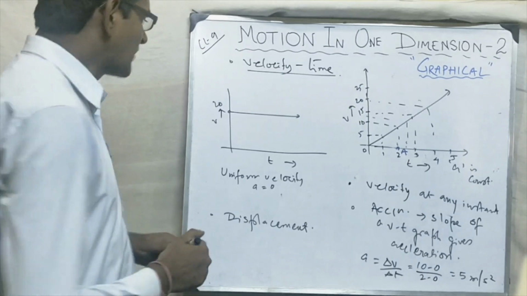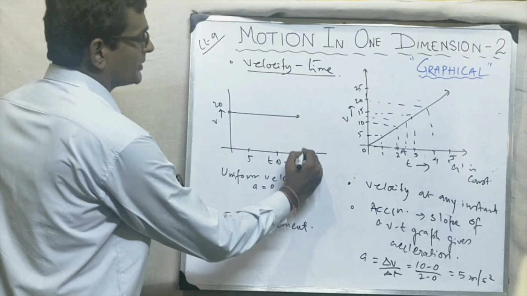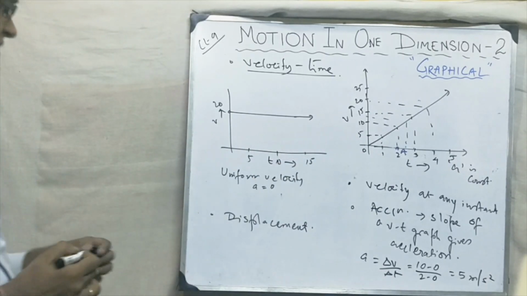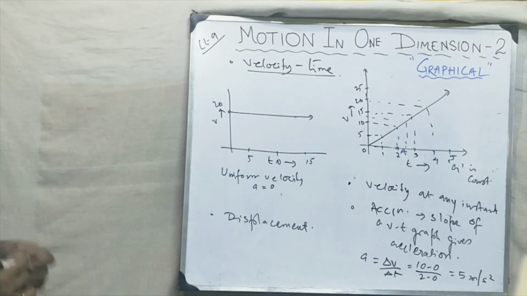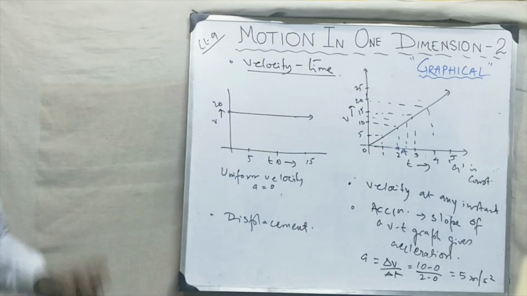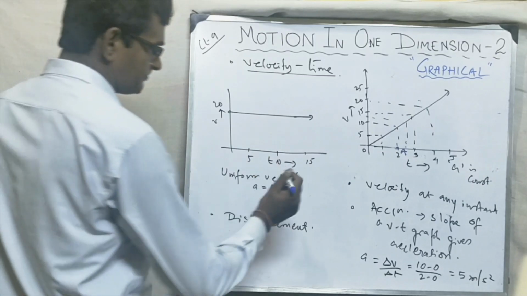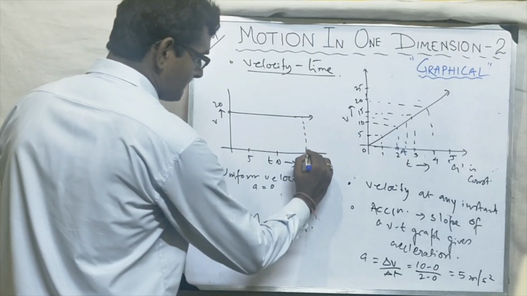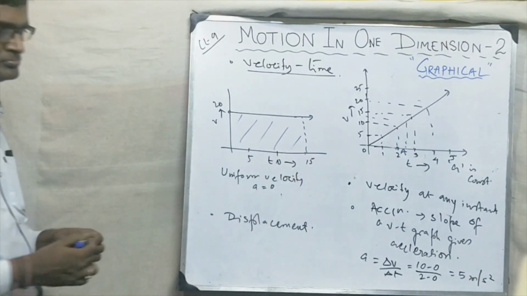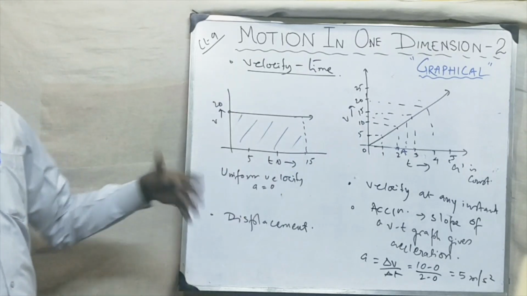Okay. Now suppose, let's come here first. It is 5, it is 10, it is 15, and this is 20. Now if the question is, what is the displacement of the body in 15 seconds? So what will you do? Just draw a line from here and try to find the area of this part. This is what? A rectangle.